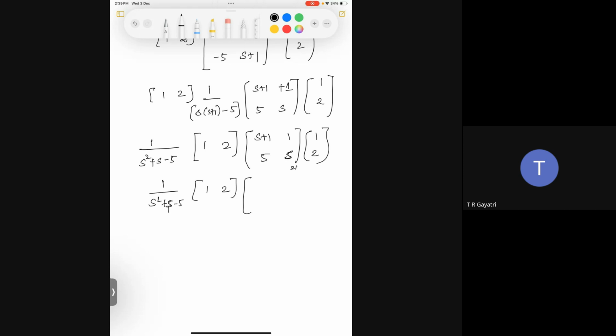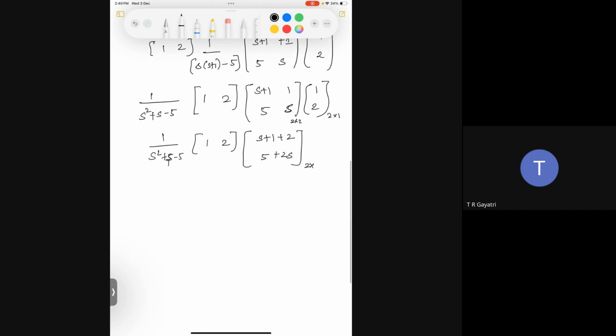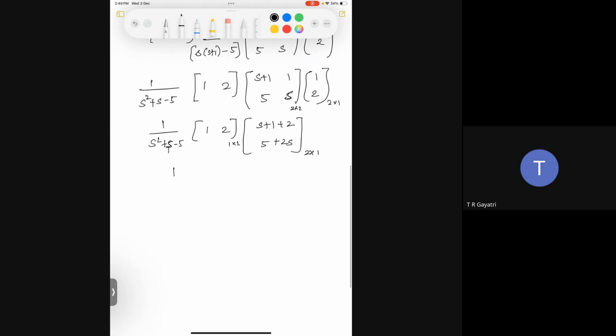This is 2 cross 2. This is 2 cross 1. So the output will be a 2 cross 1 matrix, right? So this will give me S plus 1 plus 2, 5 plus 2S. This is 2 cross 1. This is again 1 cross 2. The output will be 1 cross 1.